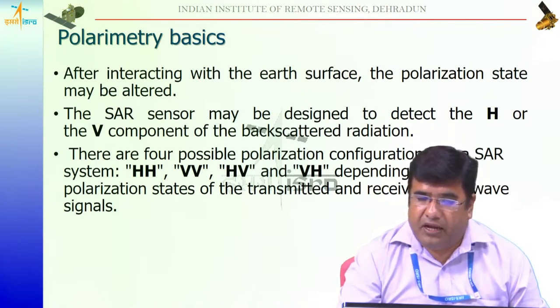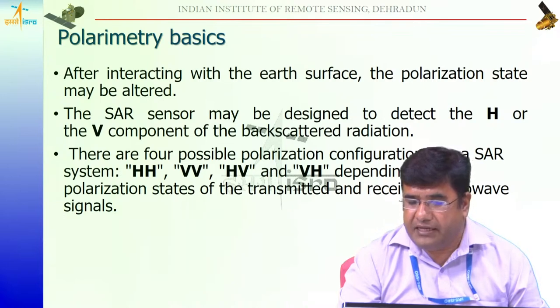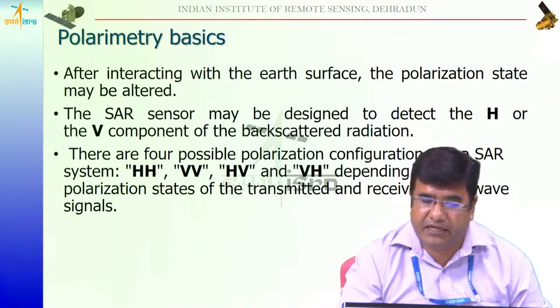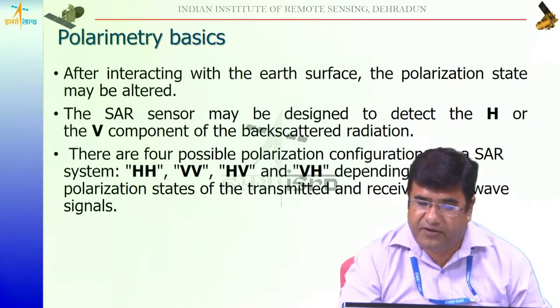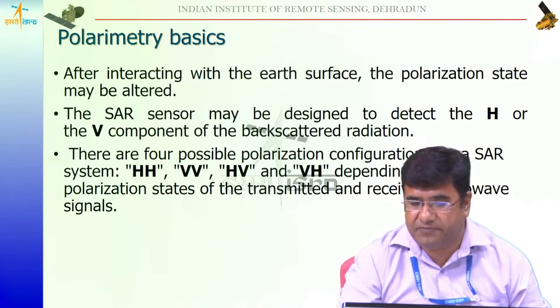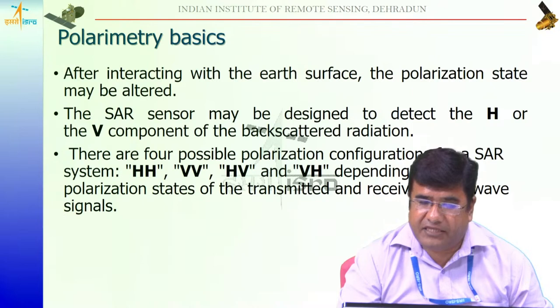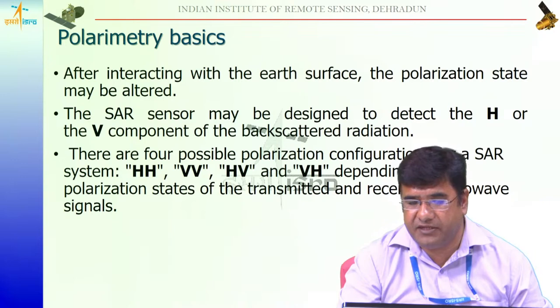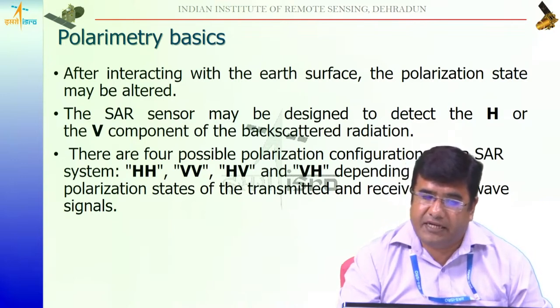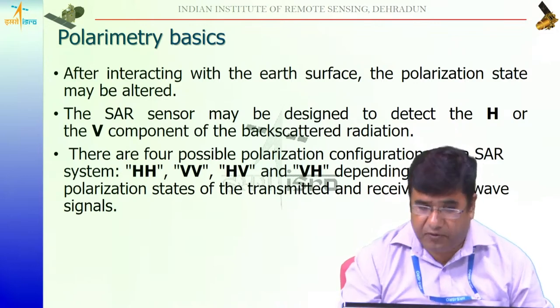Okay, so in the linear polarization we can make 4 combinations: HH means transmit H, receive H; VV, transmit V and receive V; HV, transmit H and receive V; and VH, transmit V and receive H. So this is the basic principle of the polarimetry. Means if we are sending any SAR signal with some polarization, then any Earth surface will change its polarization, and the study of these changes in the polarization is the SAR polarimetry.